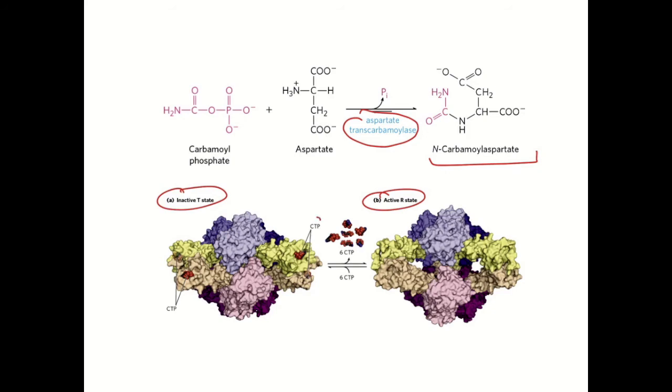When the molecule CTP is bound, it favors the inactive state, but when CTP is released, it favors the active R state. CTP stands for cytidine triphosphate, and it is an allosteric regulator, and it is an essential nucleotide. So in particular, CTP is a negative regulator. When it's bound, it favors the inactive state.